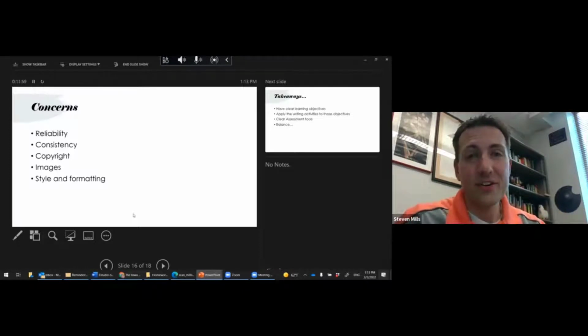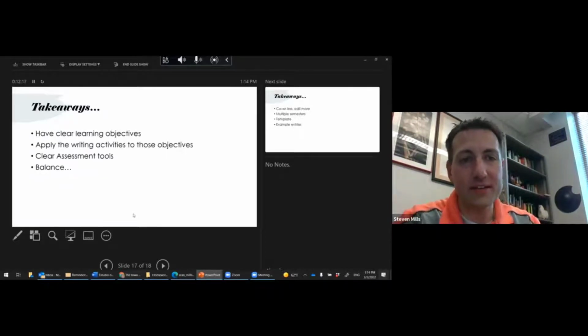And then there was no style or format consistency. I did have a student make a consistent style. They took all the student work and put it into a consistent style, so that part works out, but then publishing it, that's a different question.